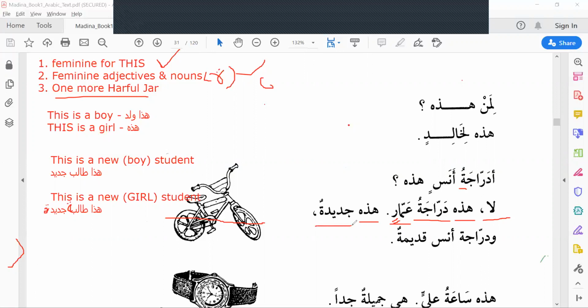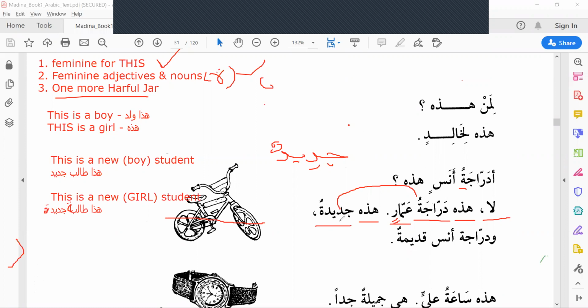Hadihi jadidatun. This is new. Actually, jadidun is new. Why jadidatun? It's the feminine form, because the darraja is feminine. So for feminine, we have to use the feminine form of the adjective. Okay.